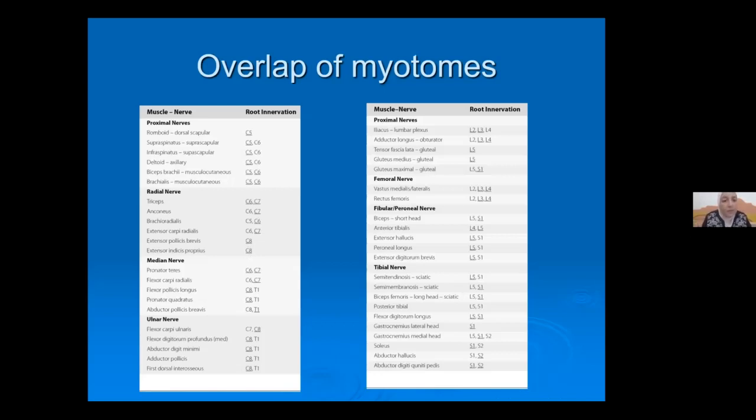In the median nerve, pronator teres and flexor carpi radialis muscle, root value is mainly C6 and C7. Flexor pollicis longus, pronator quadratus, abductor pollicis brevis, the root value is mainly C8 and T1. For the ulnar nerve, all muscles have a root value of mainly C8 and to a lesser extent T1, except the flexor carpi ulnaris muscle. The rest of the muscles have a root value of mainly C8, namely flexor digitorum profundus, abductor digiti minimi, adductor pollicis, and first dorsal interosseous.